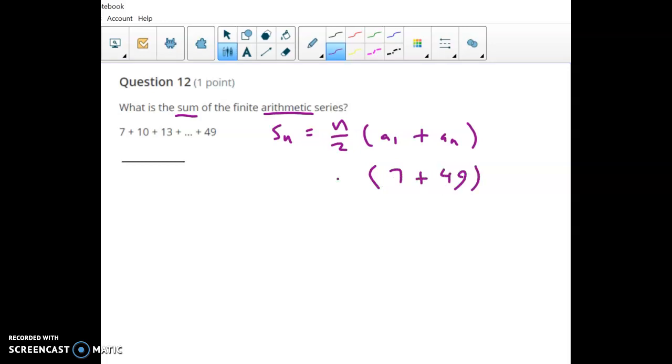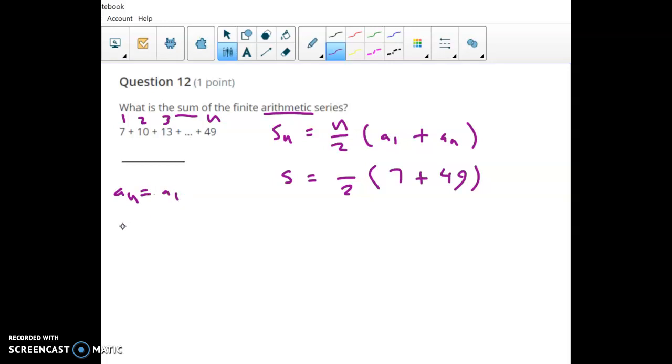But what we don't know is how many terms we have. Right? We don't know what n is. We know this is the first term, second term, third term, but we don't know what term number 49 is. So to figure that out, we can write the explicit formula for the arithmetic series. So we have to use a second formula here.